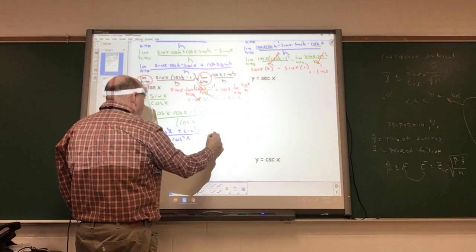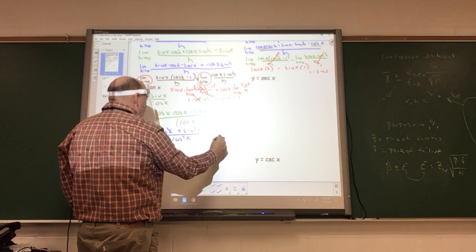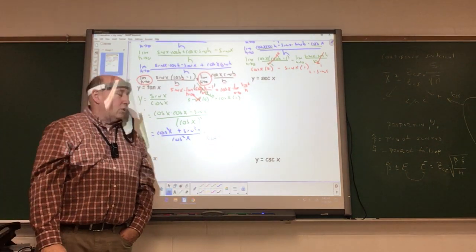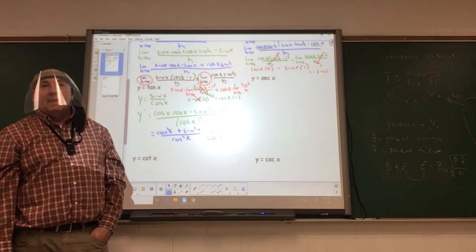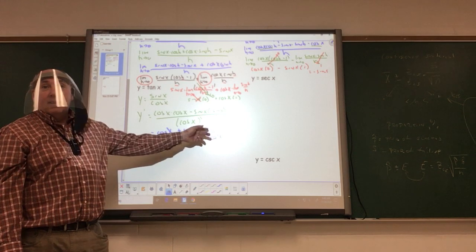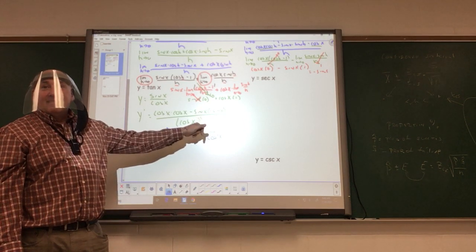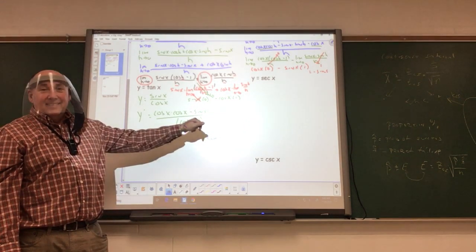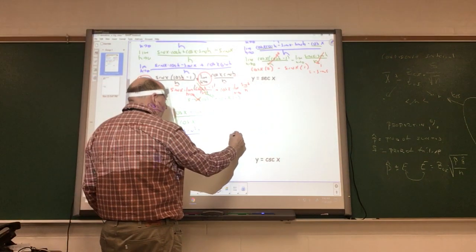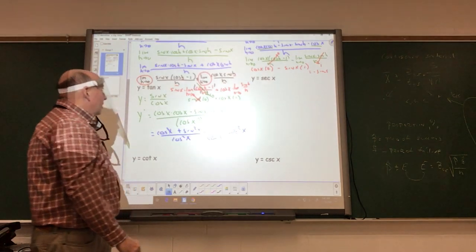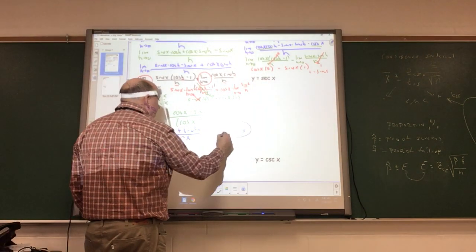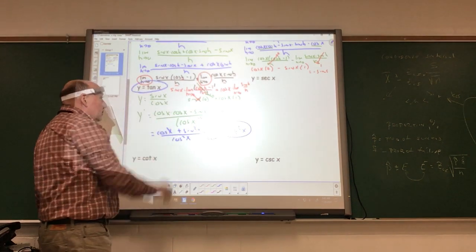So we have 1 over cosine squared of x. Using our trig reciprocal functions, 1 over cosine squared is equal to what? What's the reciprocal of cosine? Cosecant. Not cosecant. Secant. So the derivative of tangent is secant squared.